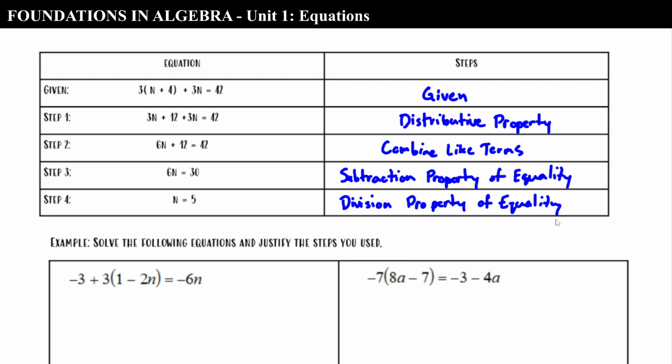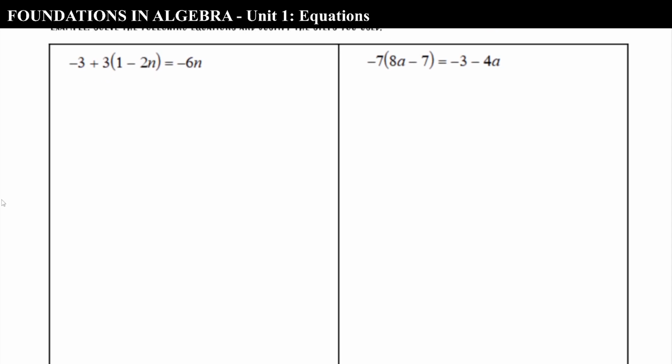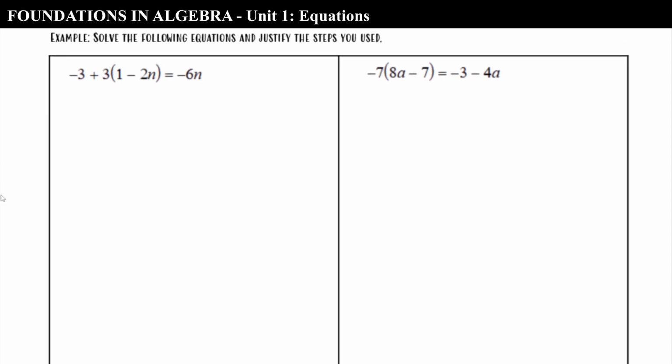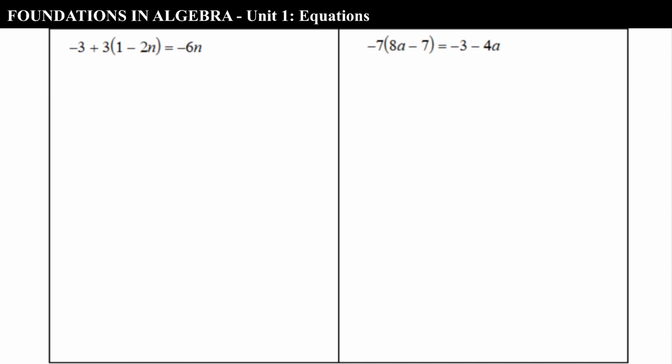All right. So let's take a look at two last examples. What we're going to do is solve the following equations, and we'll justify the steps that we used along the way. All right, so let's go ahead and solve this. The first thing we have to do in this problem is distribute. So let's go ahead and do that mathematically. So 3 times 1 is 3. 3 times negative 2n is going to give us negative 6n. And so now that we have this, we're going to say we used the distributive property.